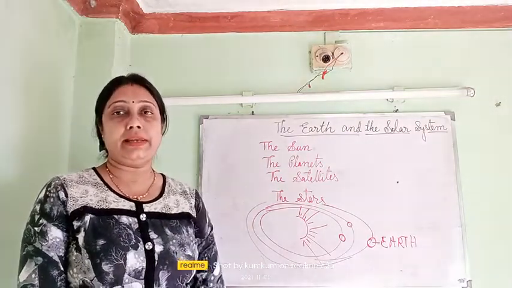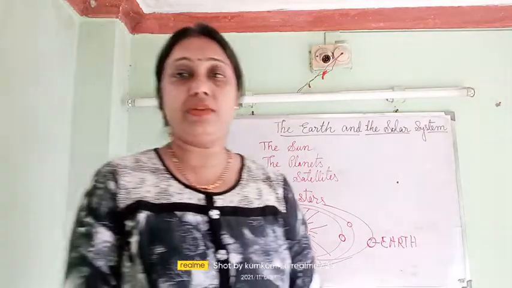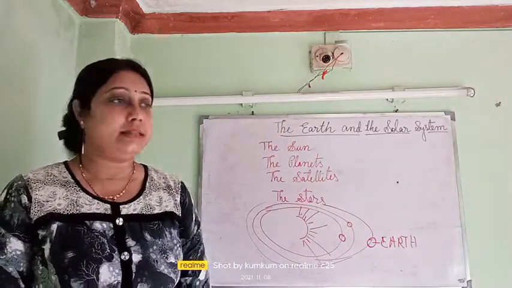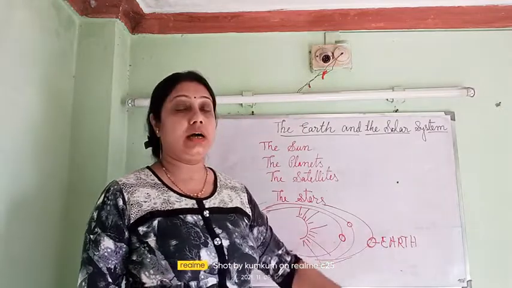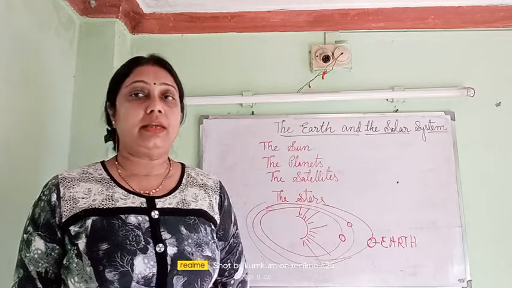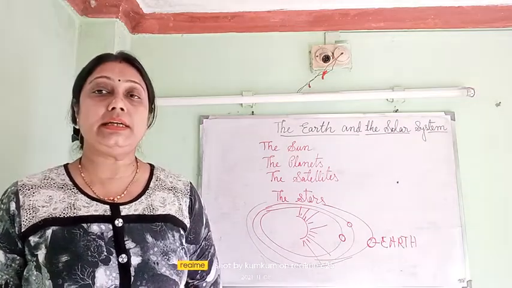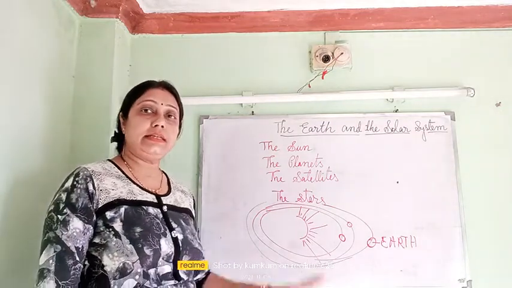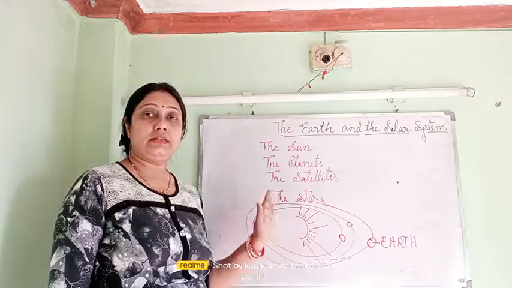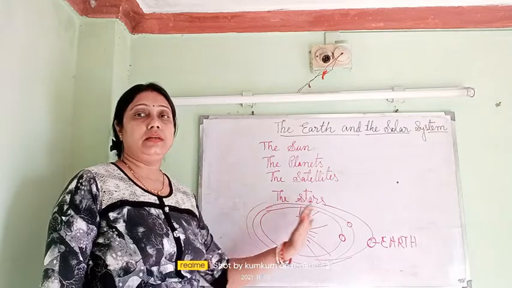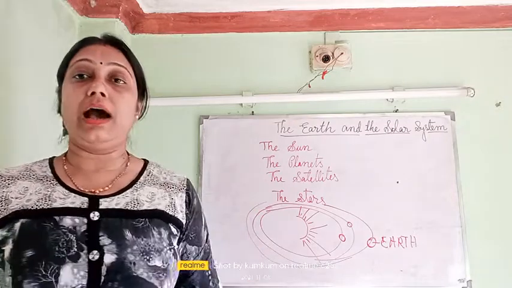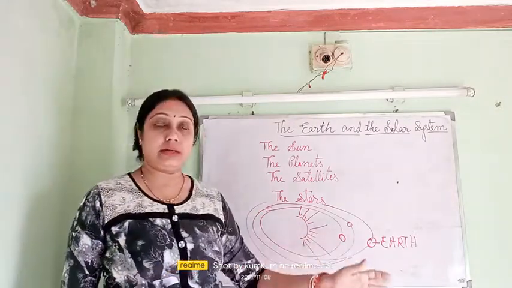Earth is the only planet among these 8 planets where life is possible. Now the scientists are trying to find out life on Mars, the next planet after Earth. But it is also very far away from the Earth. The light of the sun takes nearly 8 minutes to reach the planet Earth. That means you can understand how far the sun is from the Earth.